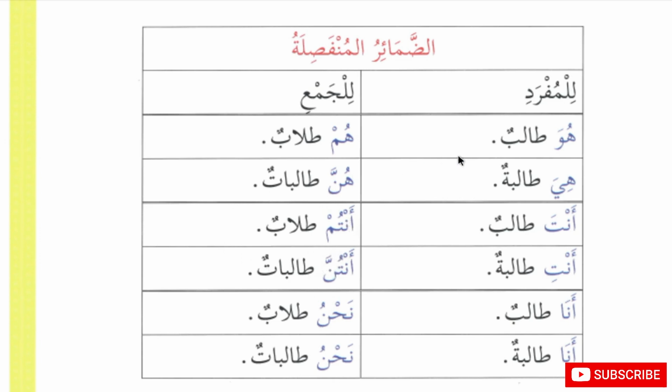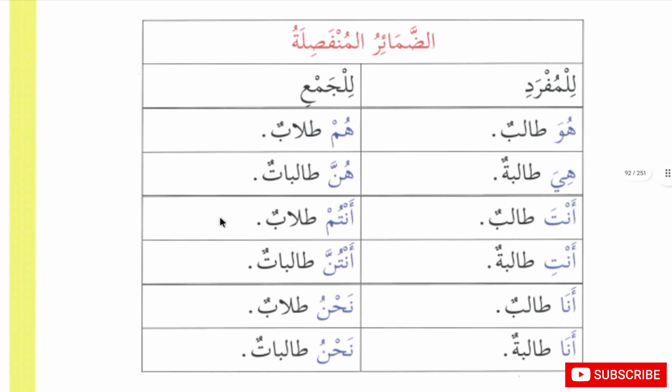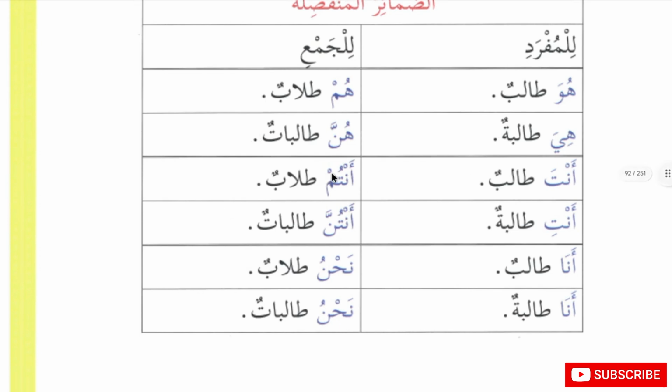And also, you can look at the words here. So, talib, student, male. Taliba, female student. Hum, tullab, the plural of talib. Now, hunna, talibat, the plural of talib or taliba, you add the alif and ta to make a female plural here. And then these are also the same as above. طلاب and طالبات. طالب, طالبة.